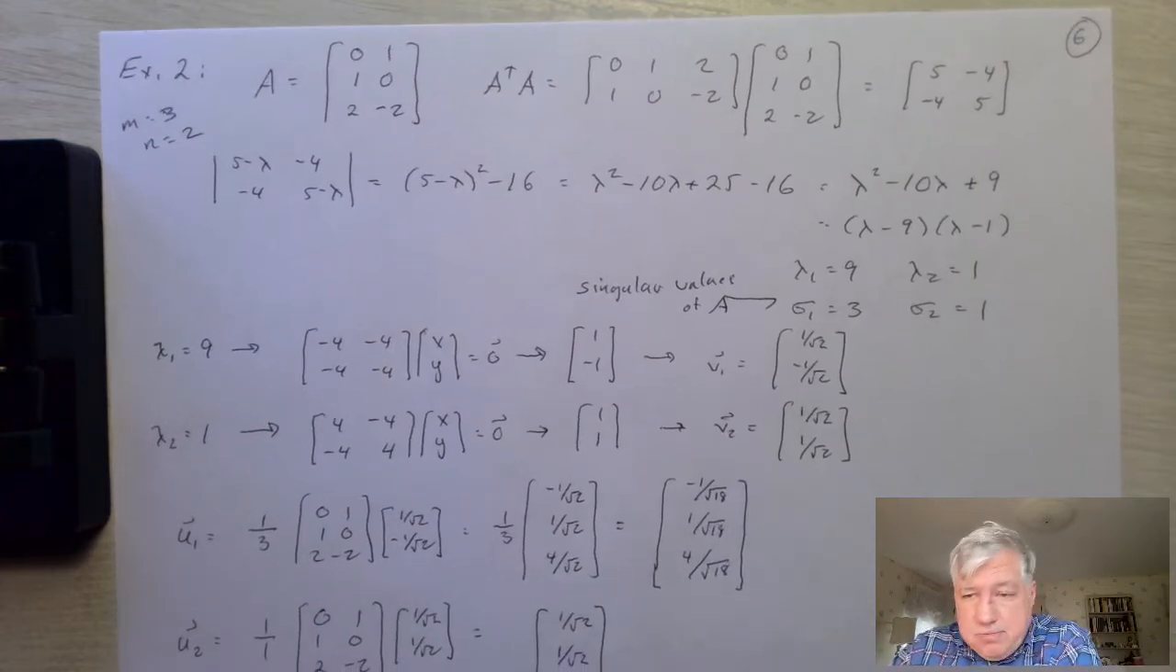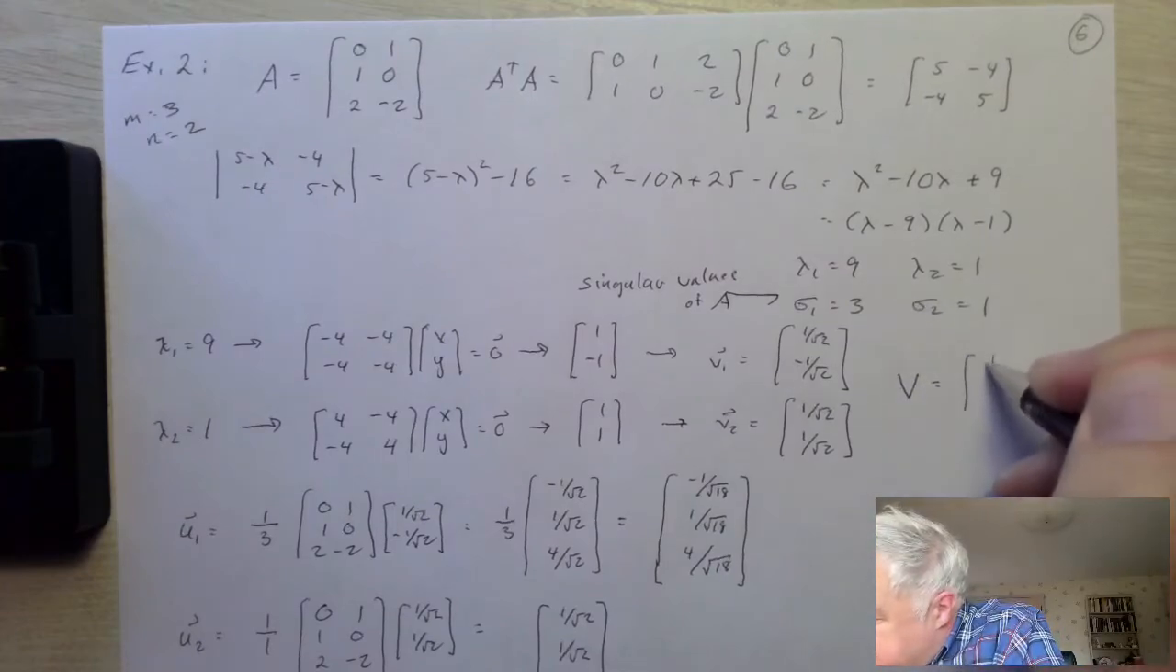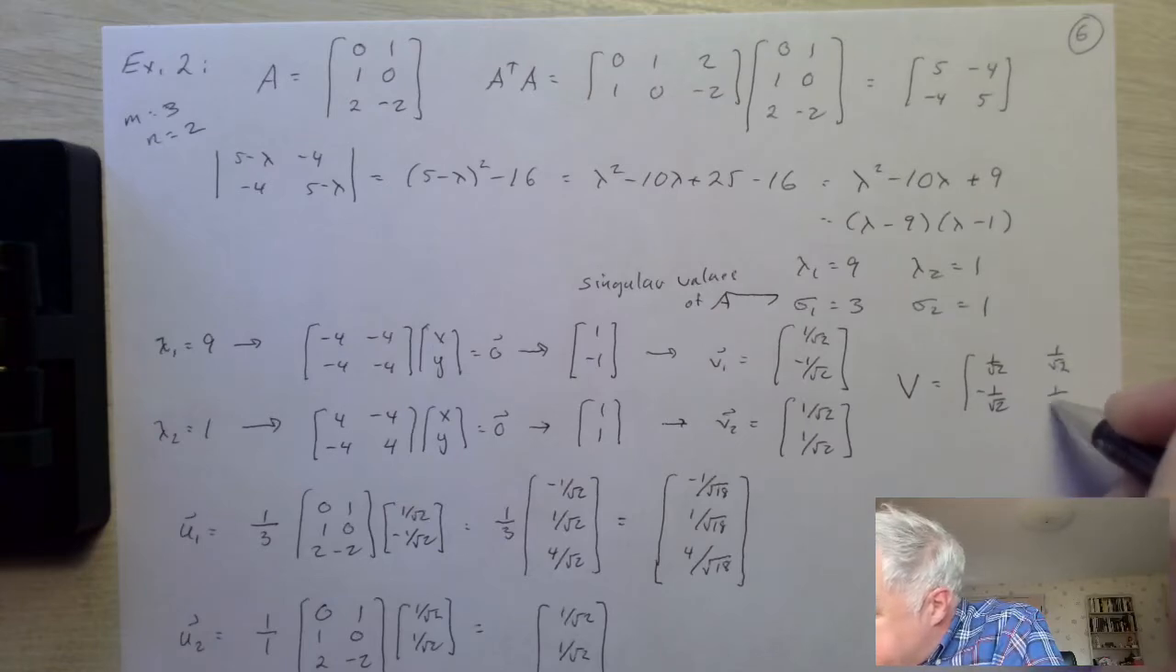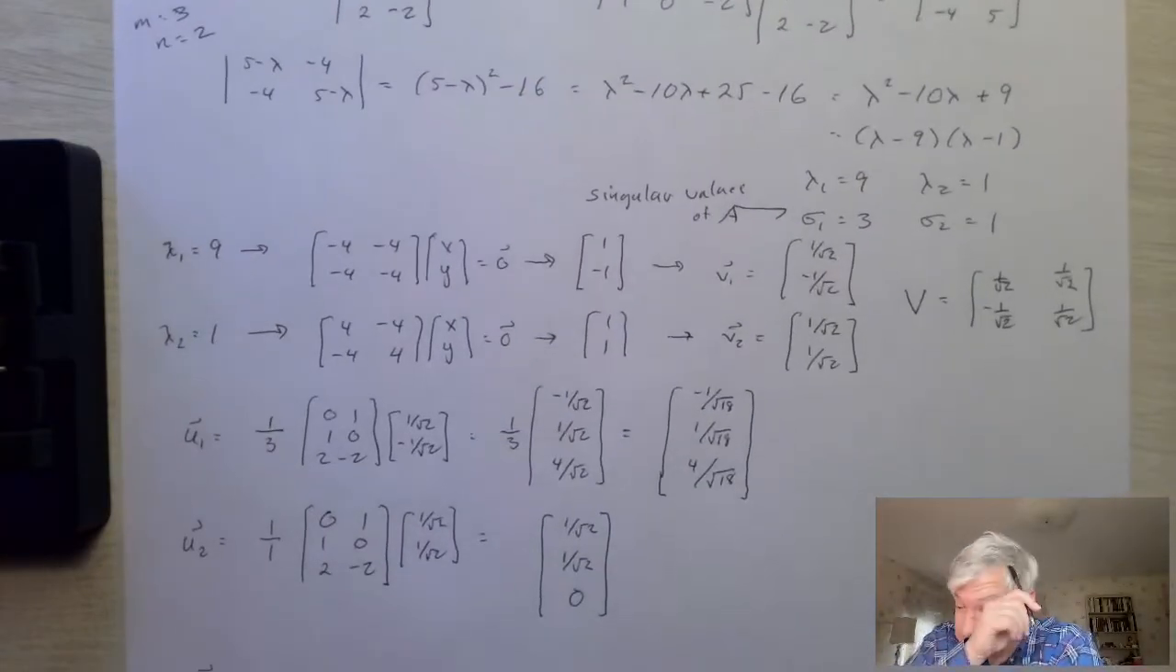will be V2. Okay, so right now we get that V is going to be 1 over square root 2, -1 over square root 2, 1 over square root 2, 1 over square root 2. So that's V. Now to find the U's.